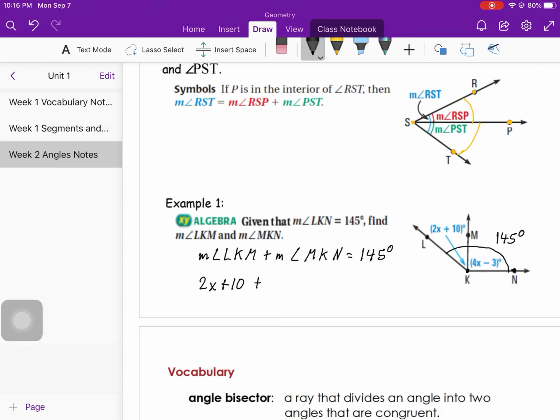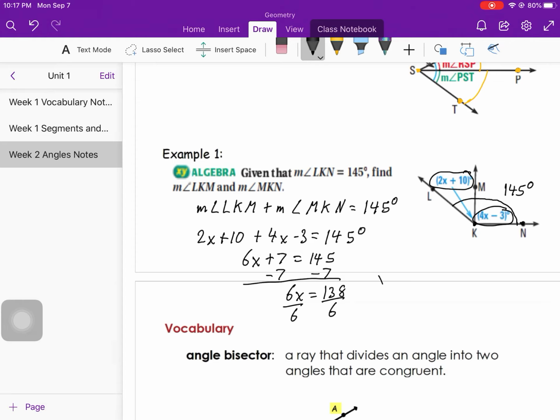We're going to subtract 7 on both sides. 6x equals 138. And then we're going to divide by 6. And x is going to equal 23. So now that's not the final answer because it wants to find the total measure. We just figured out what x is. This is something you'll have to get used to in geometry, is a lot of the times we're just going to solve for x and then plug it back in.